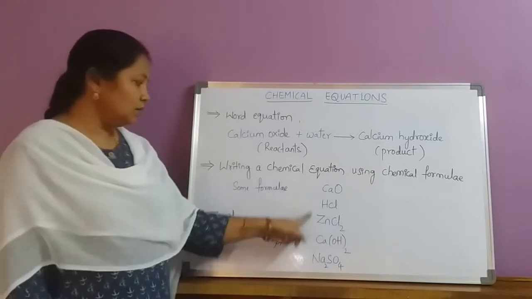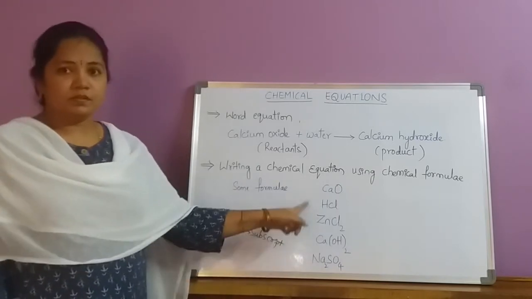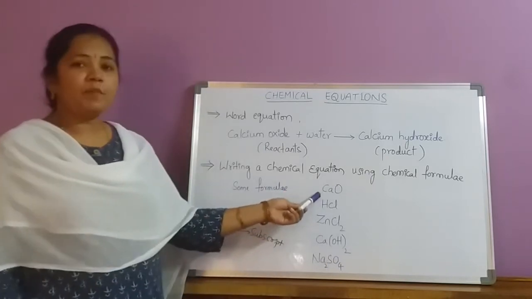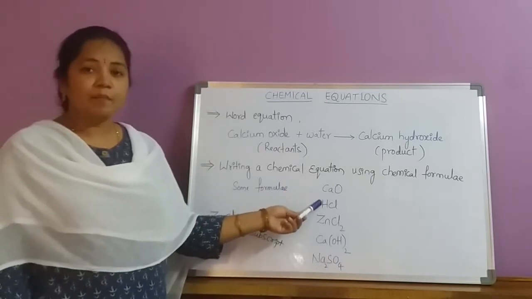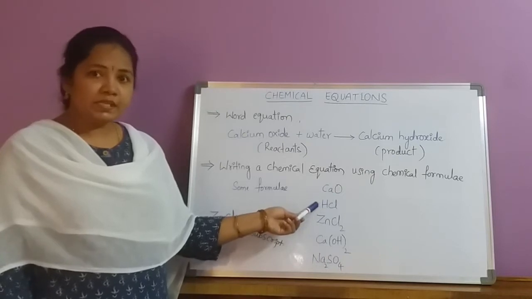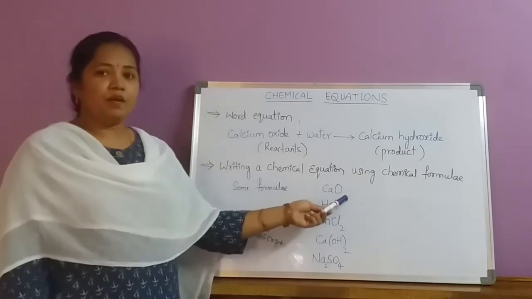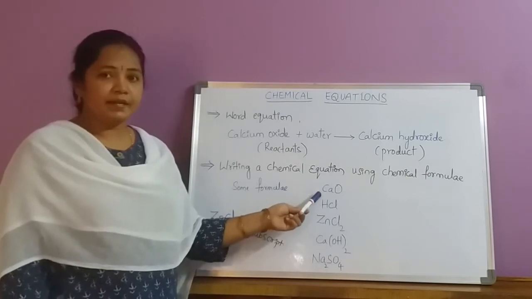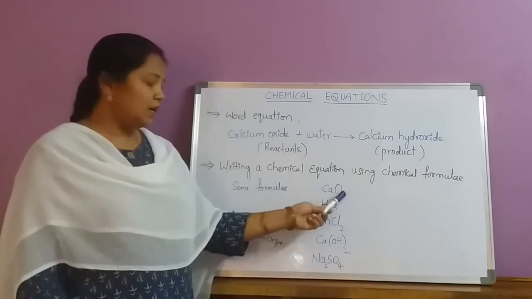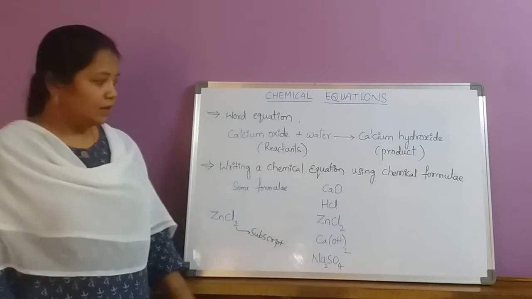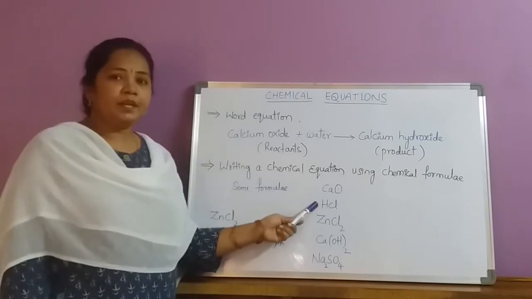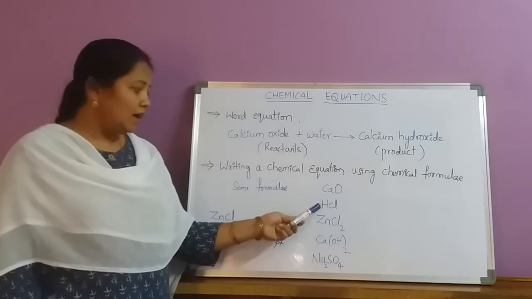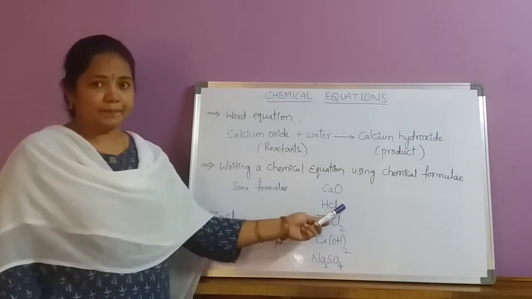For example, here I wrote some chemical formulae of substances. This CaO represents the chemical formula of calcium oxide. One molecule of calcium oxide is represented with this formula CaO. It represents that a molecule of calcium oxide contains one calcium atom and one oxygen atom. Similarly, HCl represents one molecule of hydrochloric acid, which contains one hydrogen atom and one chlorine atom.